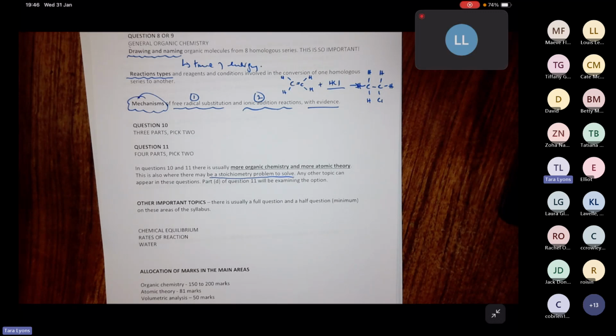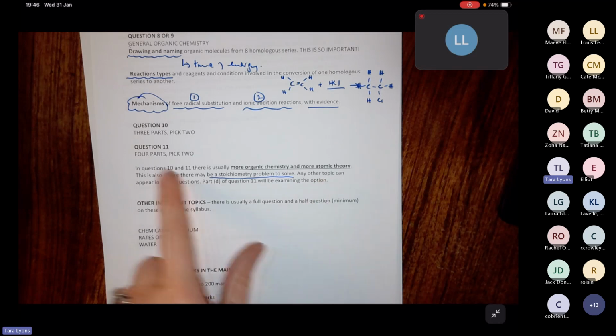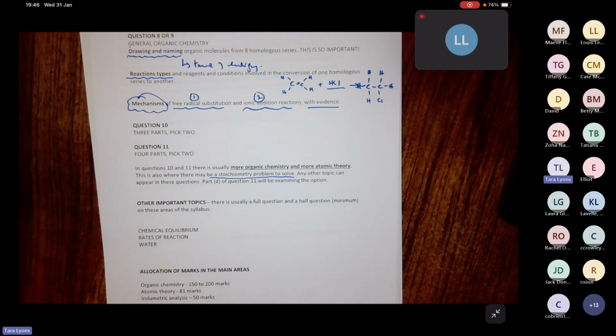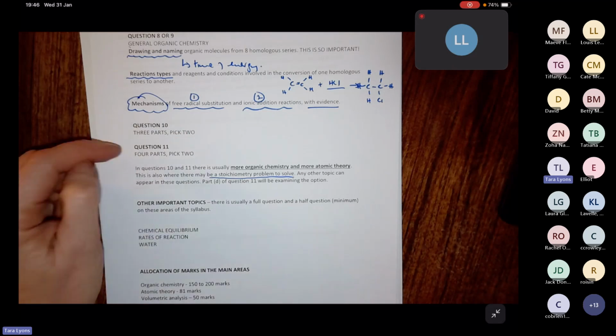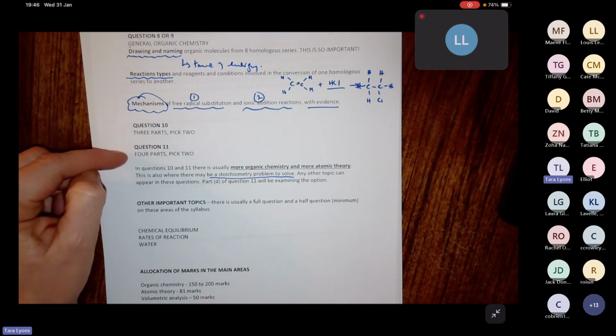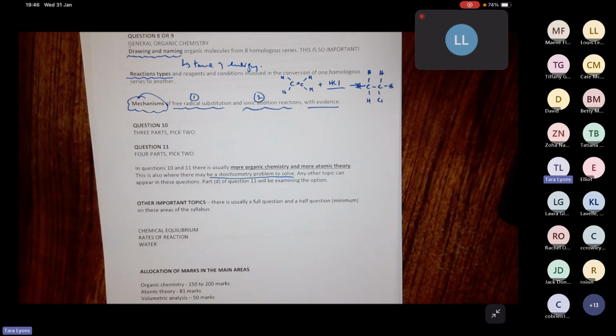Now that's probably just coincidence, but if there's stoichiometry in question 10, it won't be in one of the parts of question 11 or vice versa. Now you can get any other topic. The parts in question 10 or 11, there's no link between them. They're completely separate. So this allows them to ask you questions on 3 different parts of your syllabus. This allows them to ask you questions on 4 other parts. So question 10 or 11, they're able to cover 7 different aspects of your course.